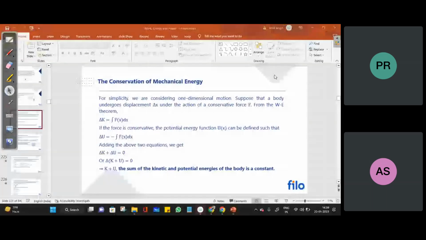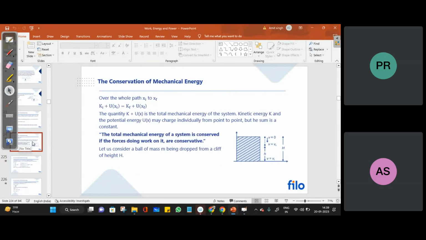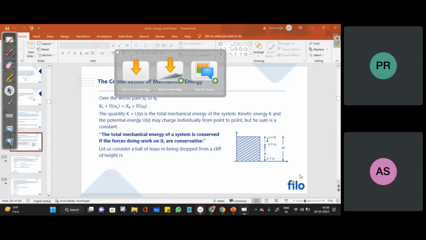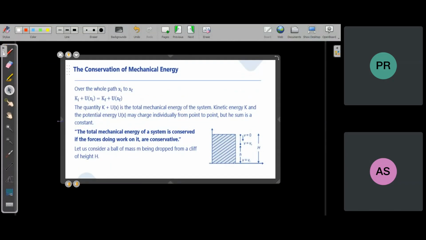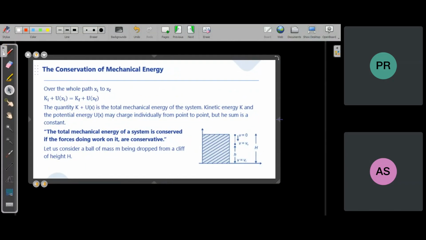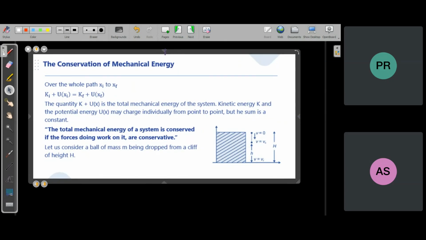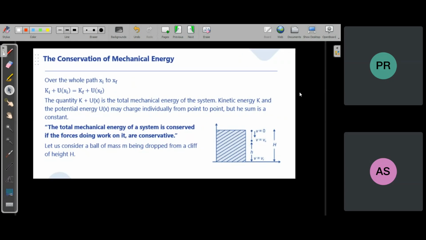Sir, external forces should not be there? External forces should be absent? External forces could be there. Any force could be there, but they should not do any work. The problem is not with the force. The problem is that forces should not do any work. Work should be done only by the internal conservative force.